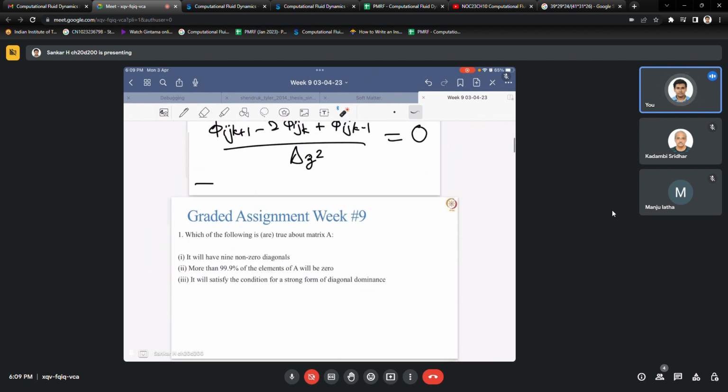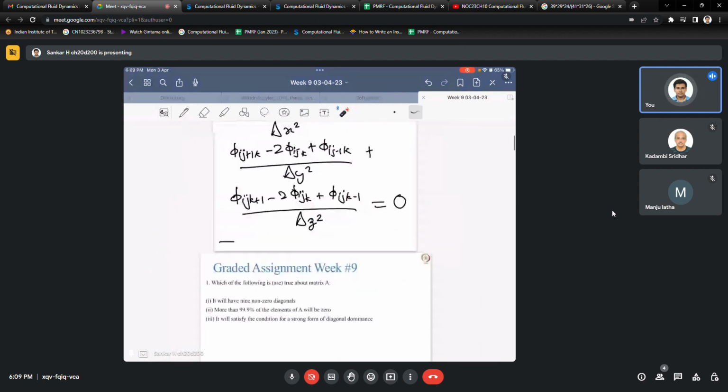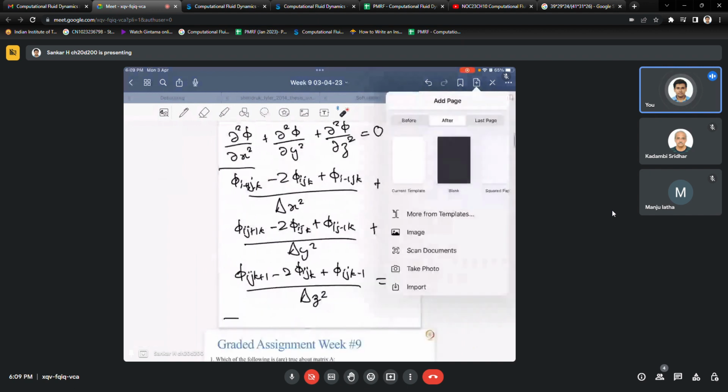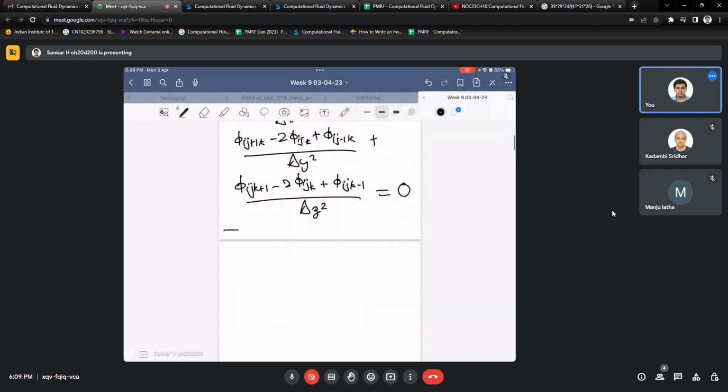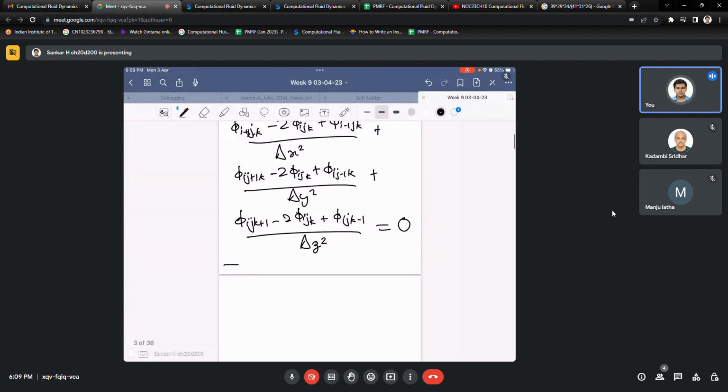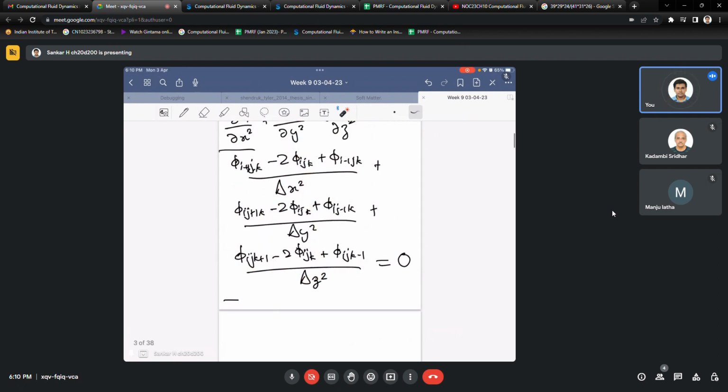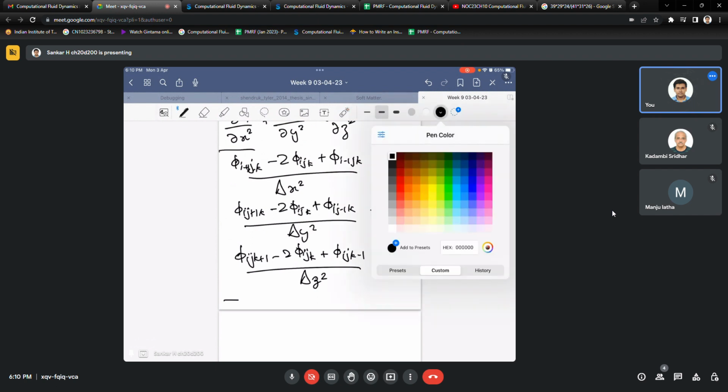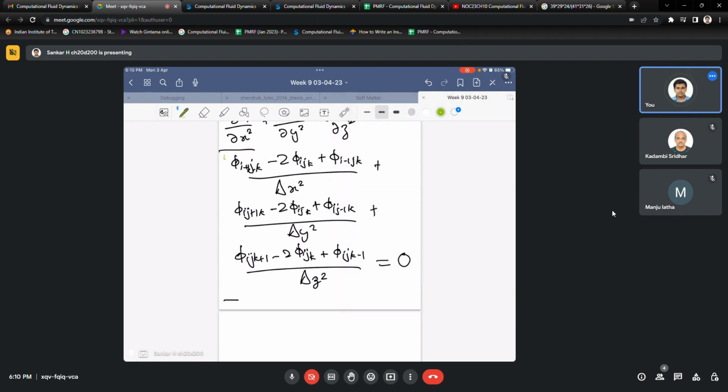Based on whatever we have written, what we have got is an equation with 1, 2, 3, 4, 5, 6, 7 variables. These three are the same. Let me make a note of that using a different color. So we have 1, 2, 3, 4, 5, 6, 7 elements.